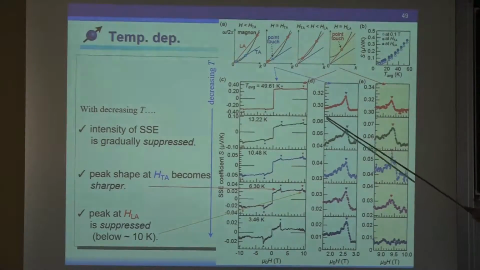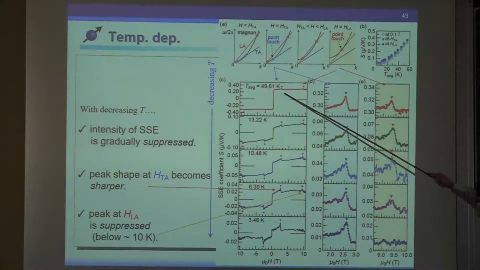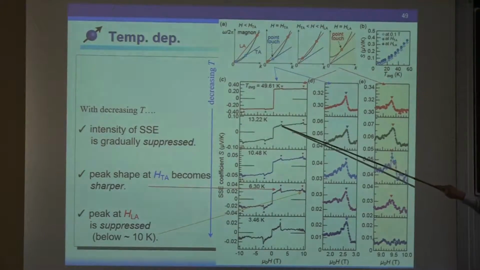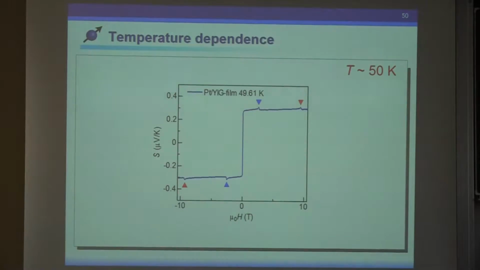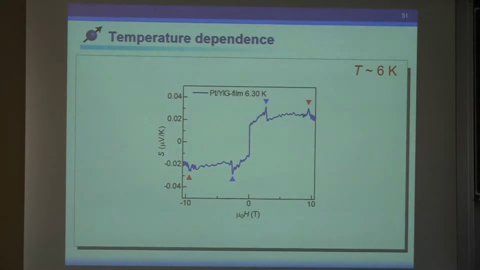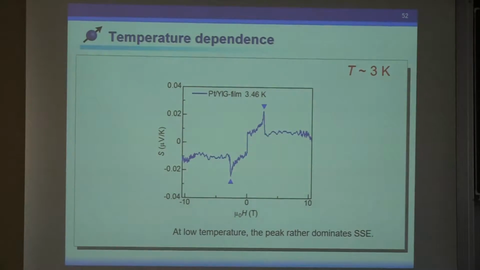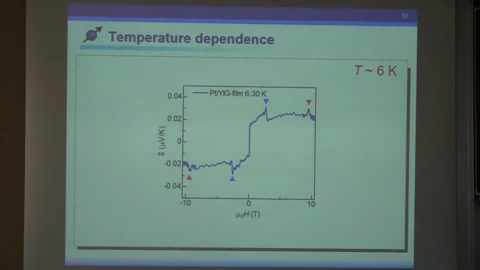But the peak at the lower field is getting sharper like this. So this is 50 Kelvin. The peak structure is very dim, but by lowering temperature, it is getting sharper. And at 3 Kelvin, the peak structure rather predominates the spin Seebeck effect feature.